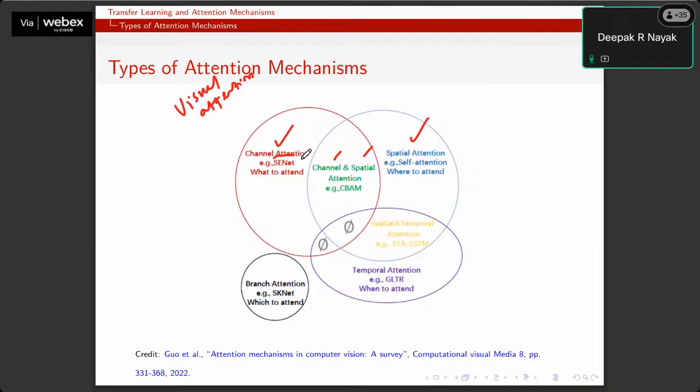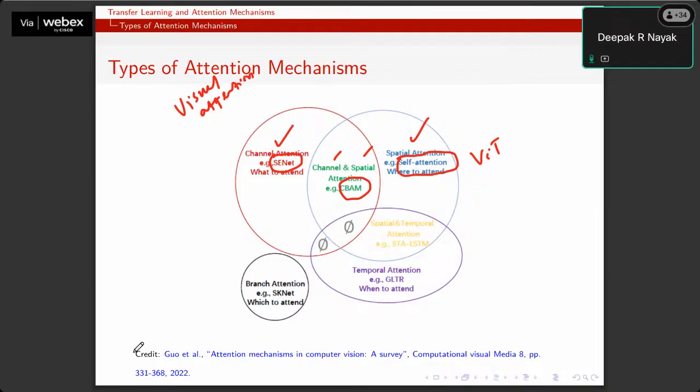Here are some of the attention mechanism names, like squeeze and excitation. Here is something called CBAM, which combines both channel and spatial attention. And there is something called spatial attention. You will find something called self attention, which is very, very popular in vision transformer architecture. This is one kind of attention used to develop vision transformer models, right? And there's also something called temporal attention, which says when to attend. And of course, we have different types of attention mechanisms.